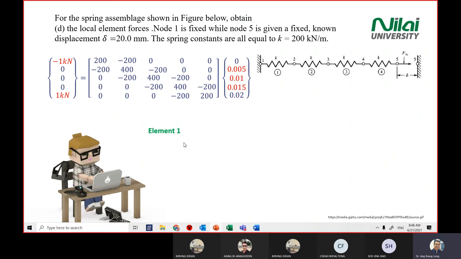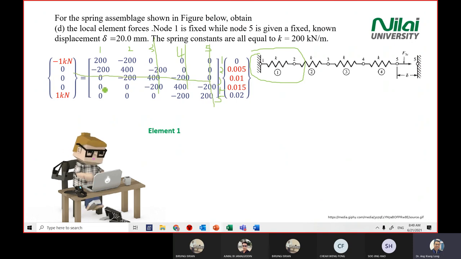Okay, so for element 1, we will focus on it. You look at element 1, or you can use your pencil to highlight element 1. Element 1 only has point 1 and point 2. So what do we do? Again, use your pencil and go back to the original marking that you marked on your answer there. 1, 2, 3, 4, 5. Since we are looking at point 1 and point 2, you close 3, 4, 5.